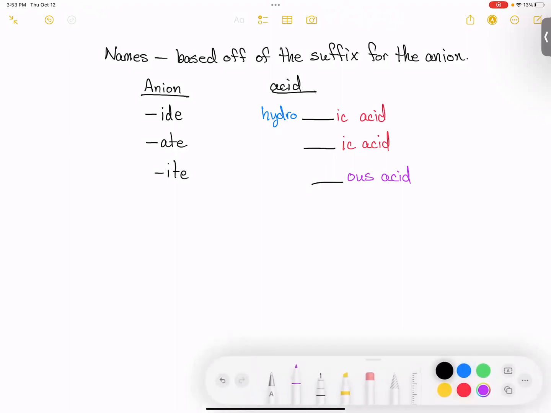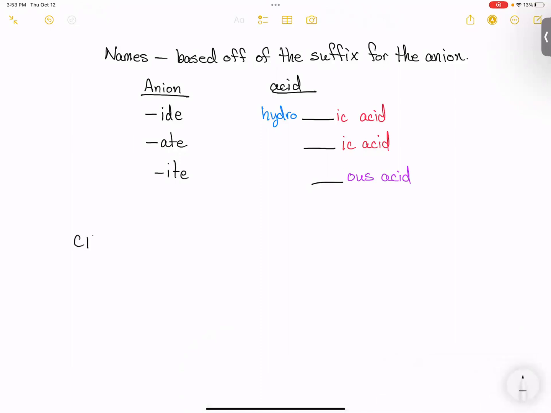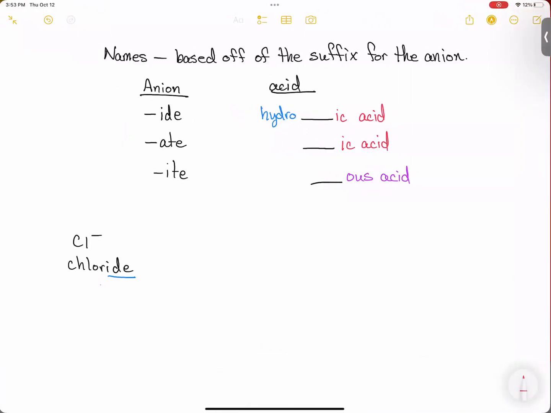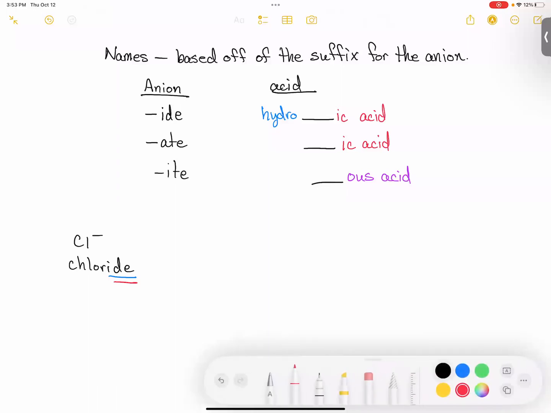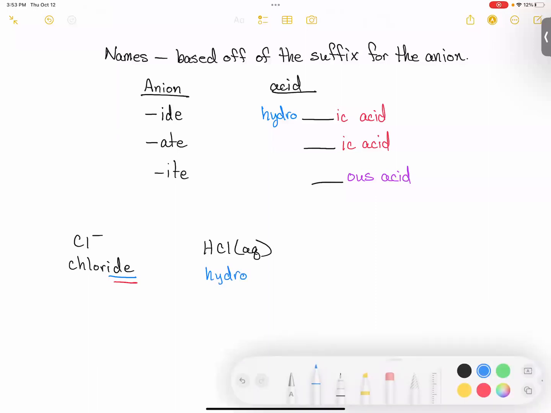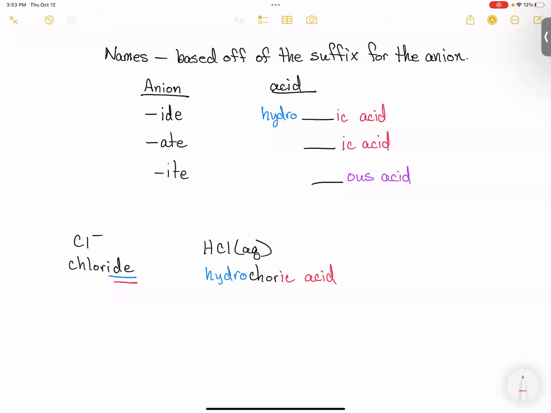So earlier, I gave you Cl minus, which I said was chloride. In other words, it has the IDE. So HCl aqueous is going to have the prefix hydro. It's going to have the root of the anion, chlor, and then it's going to come up with ic acid. So that's hydrochloric acid.